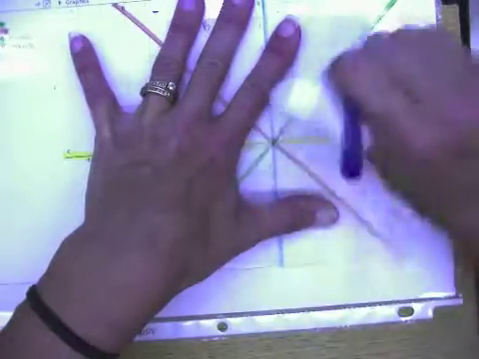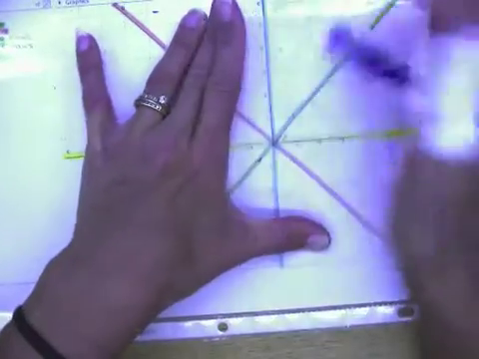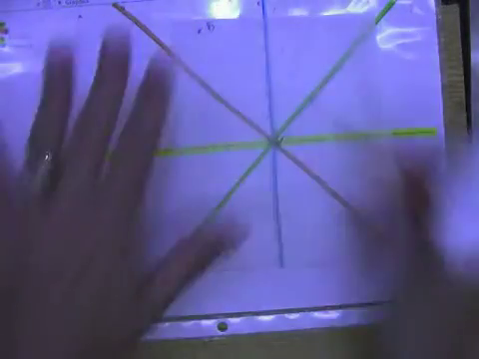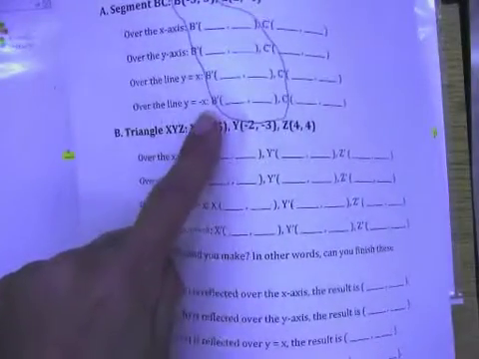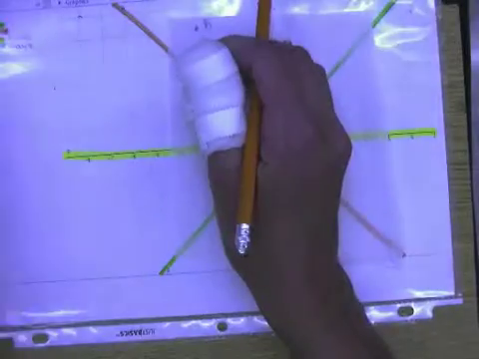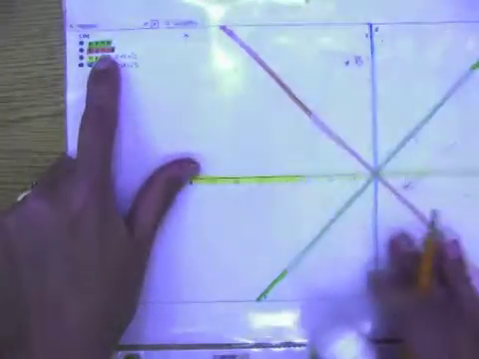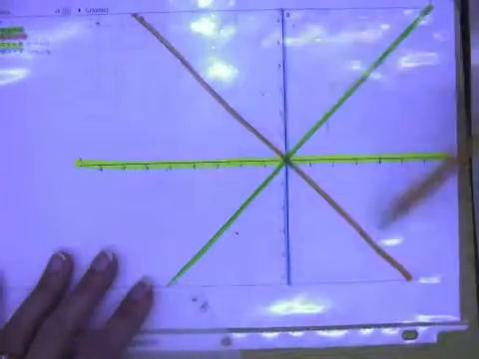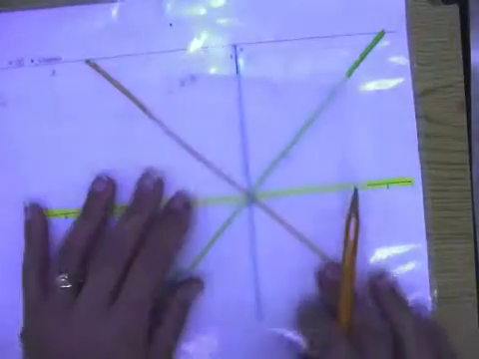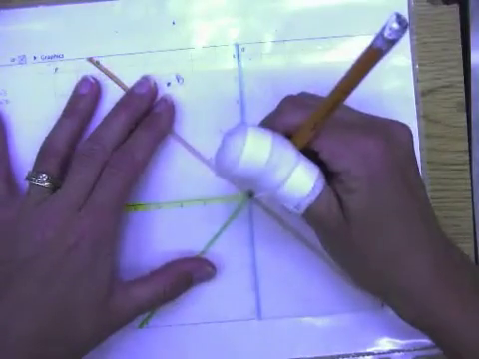Finally, erase this last line of reflection that I used. And the last line of reflection that I'm using is the line y = -x. I look at my key, y = -x is this orange line. Again, I don't know how well orange shows up on your screen, but y = -x is this line that I'm indicating.